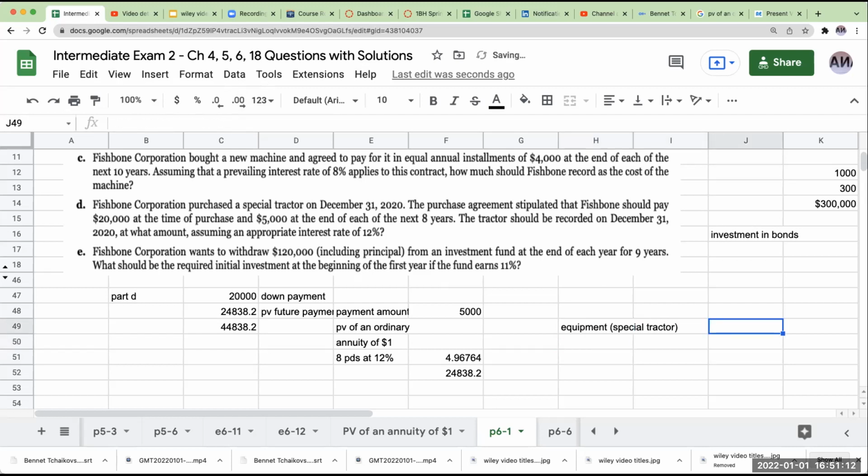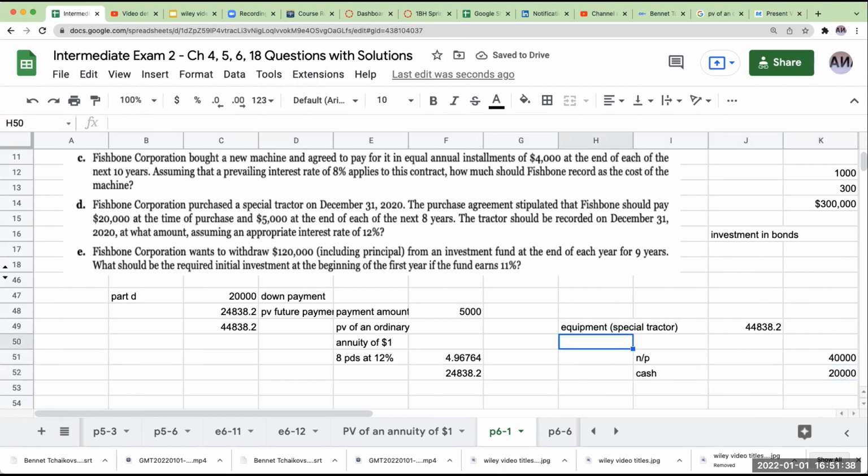So my equipment, or the special tractor, would basically be over here at 838.20. I'm going to credit notes payable over here for 5,000 times 8, or 40,000. I'm going to credit cash because remember I made that down payment. Okay, so right over here.